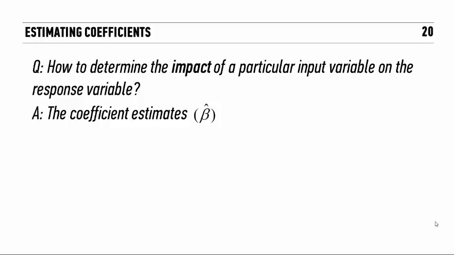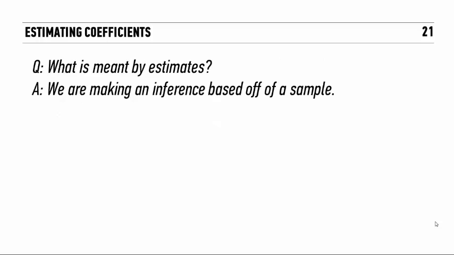Okay? So what is meant by estimate? Well, this sort of goes back to a point that Sanam was talking about. Oftentimes when we're doing these problems, we have the sample, and we're trying to make an inference about the population. And so when we say beta hat, we're talking about the value, the relationship that we see given the sample of data that we're analyzing. Okay?